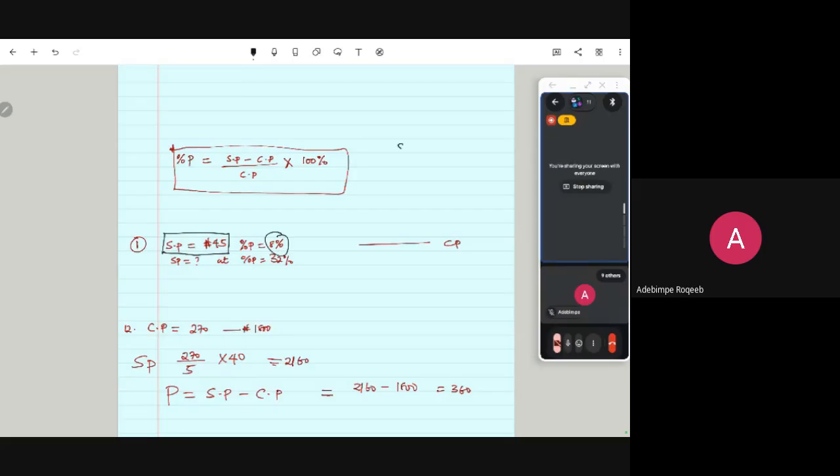So I'm going to say 8 over 100 is equal to the selling price 45 minus the cost price that we are looking for, over the cost price. Now, if you put the 100 here, you don't need to put it here again. Once it is here, you don't need to put it at this side. That's one thing about percent, any form of percent you are going to solve. Do you understand?